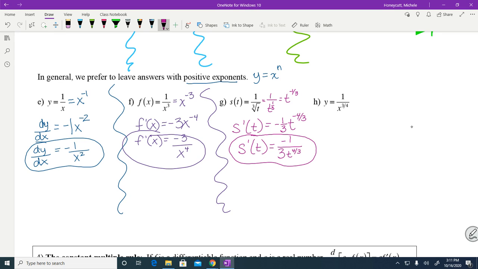And then letter H is a lot like F, so we can skip that one for now.